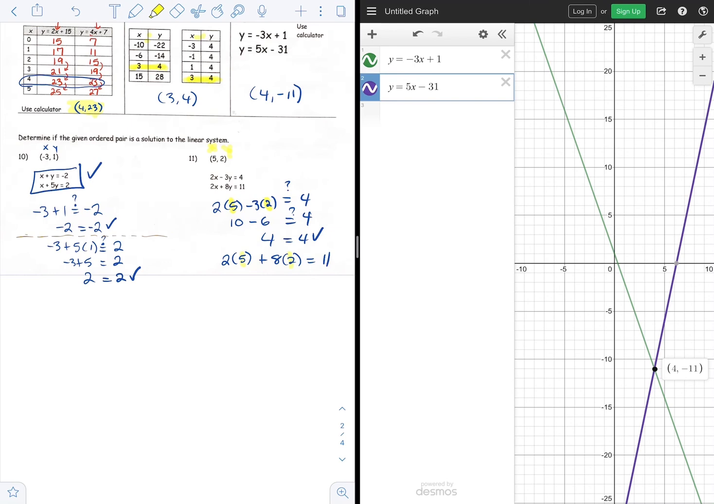Well, let's see. So this becomes 10 plus 16 equals 11. Is this true? Well, this is 26. Is 26 equal to 11? Hopefully by now you said no, right? So 5, 2 is not a solution to this system. Answer is no. 5, 2 is not a solution to the system.